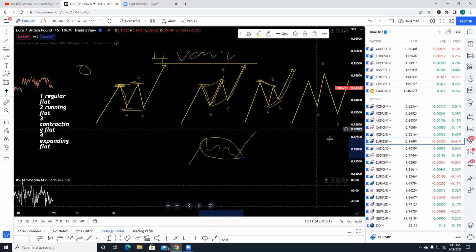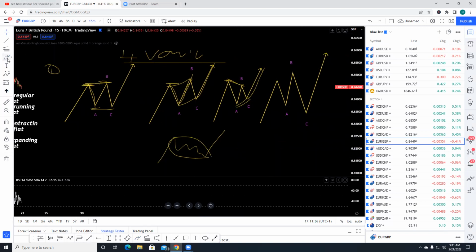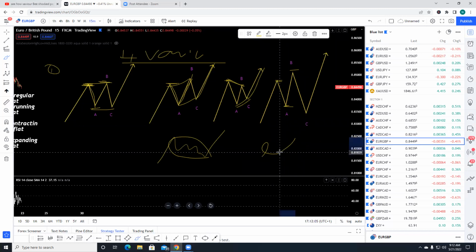All right, let's go to the fourth type of flat correction. You see the fourth type of flat correction. You see A remains a gentleman. What is B doing? B has broken the starting point of A to the upside. Okay, and what happened to C that is coming down? It has also broken the end of wave A. So when you have a wave B that broke the starting point of wave A, and you have a wave C that broke the end of wave A, then you are having what is called an expanding flat.